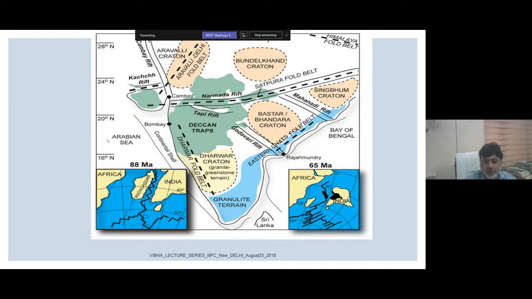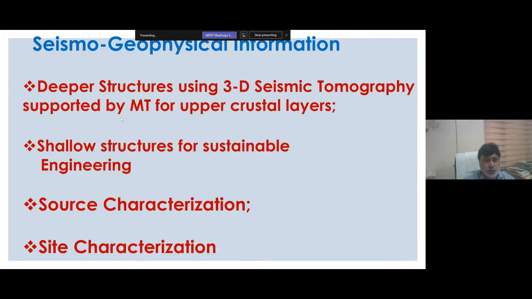After the 2001 earthquake of Bhuj and the 1993 earthquake of Latur, it revolutionized the thinking of seismologists and earthquake engineers on how to proceed to minimize the loss of lives. It was realized that deeper structures, using 3D seismic tomography supported by upper crustal layers, can play a role. They can impact the shallower layers as well as the upper crust. But shallow structures in sustainable engineering, mainly the characterization of soil properties up to 30 meters of depth, are going to impact the foundations of structures, dwellings, or vital and crucial structures.